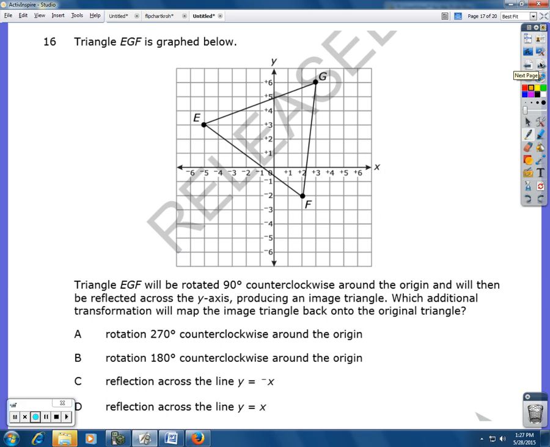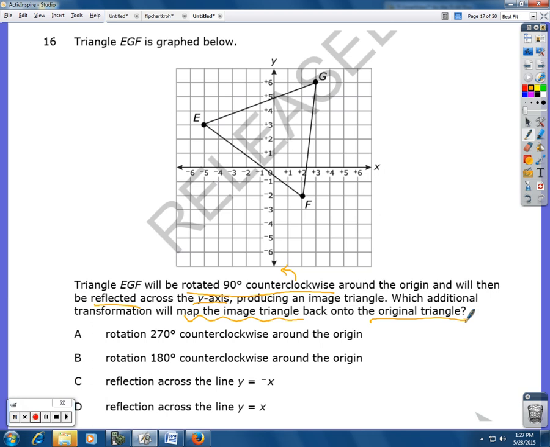All right, number 16. We have a triangle that's graphed, and it says it's going to be rotated 90 degrees counterclockwise. Okay, that's against the clock to the left, around the origin, and then it's going to be reflected or flipped across the y-axis. Which additional transformation will map the image triangle back onto the original triangle?